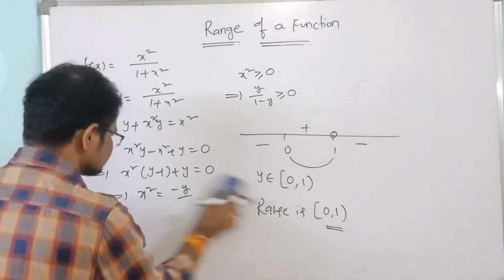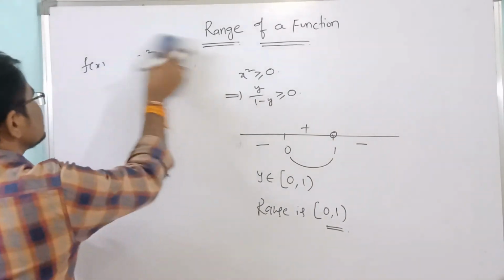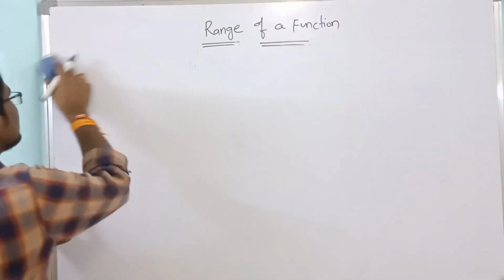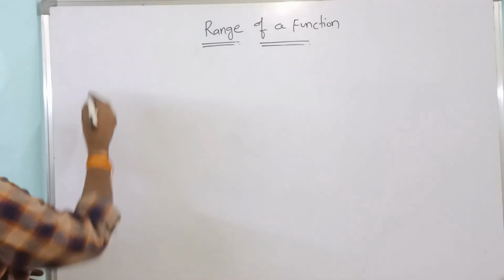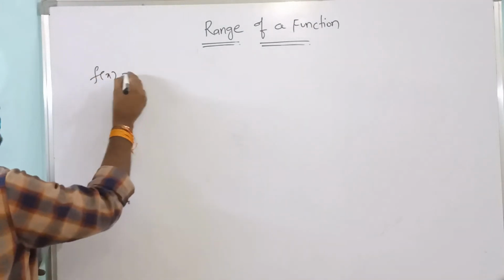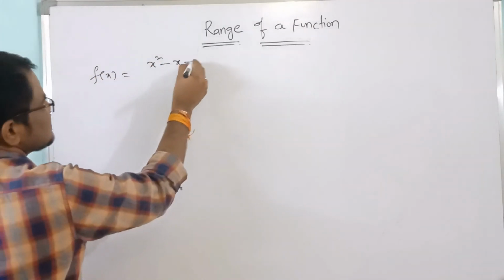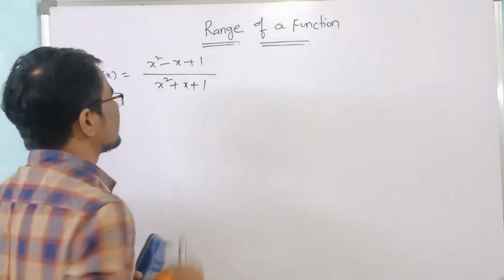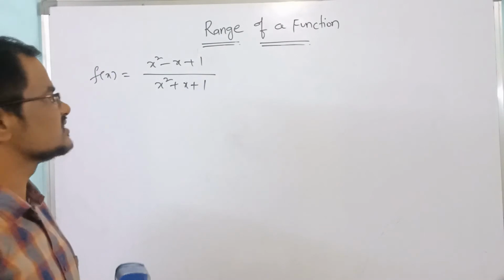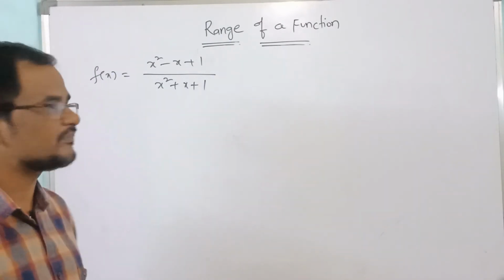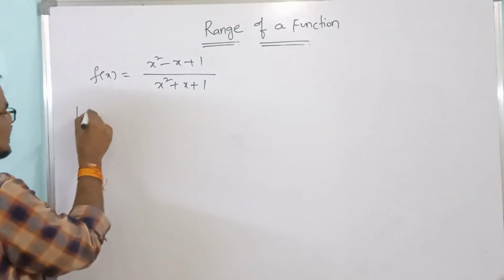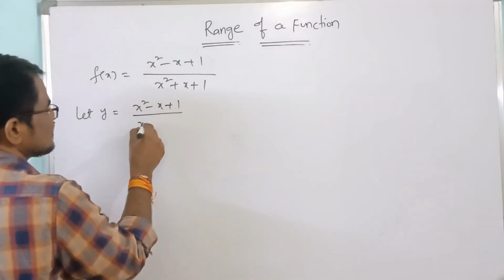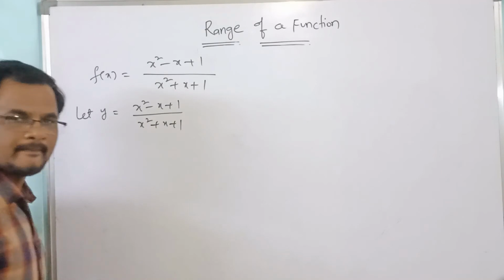Next. So here also, one more problem you take. So this is an important one. F of x equal to x square minus x plus 1 by x square plus x plus 1. Like this they have given. How to find the range of this function? Same as the previous problem. Here also we have to take let y equal to x square minus x plus 1 by x square plus x plus 1.